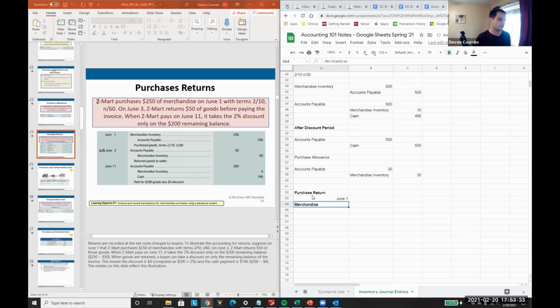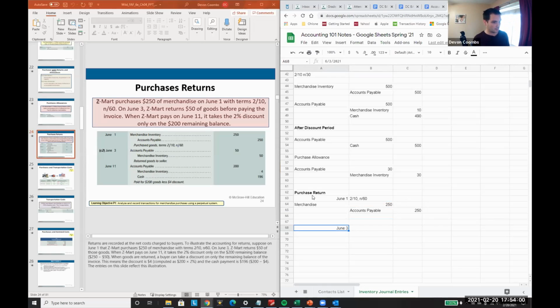On June 1st, we purchased merchandise of 250. We also have a 2/10, n/60. What does that mean? We get a 2% discount in 10 days, but we owe the total invoice in 60 days. We have accounts payable of 250. On June 3rd, we return $50 of the goods.